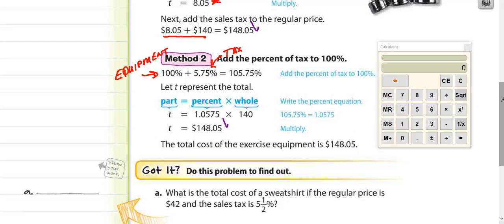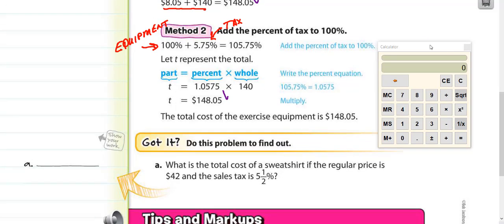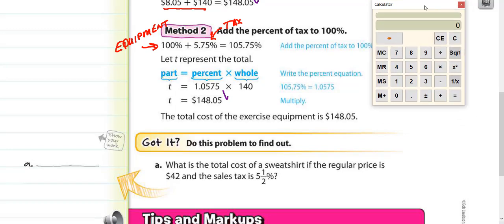Okay, let's look at the cost of that sweatshirt. And I've grabbed my calculator, so I'm ready to do my work. Hopefully you have a calculator that you're using. So we have 2 methods that we can use for this. In either method, let's get this out of the way, we have to turn 5.5% into a decimal.